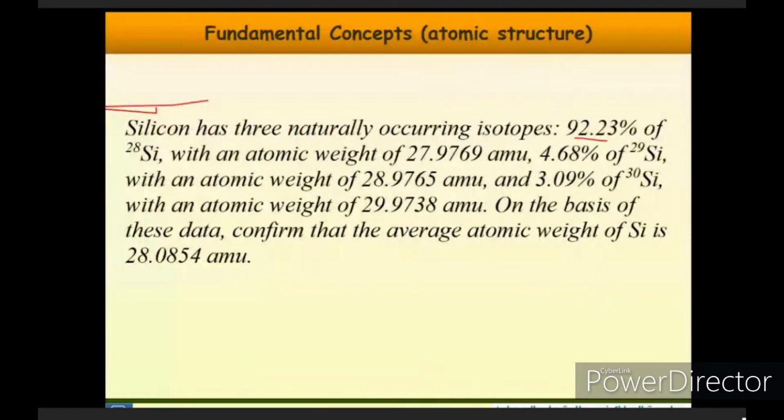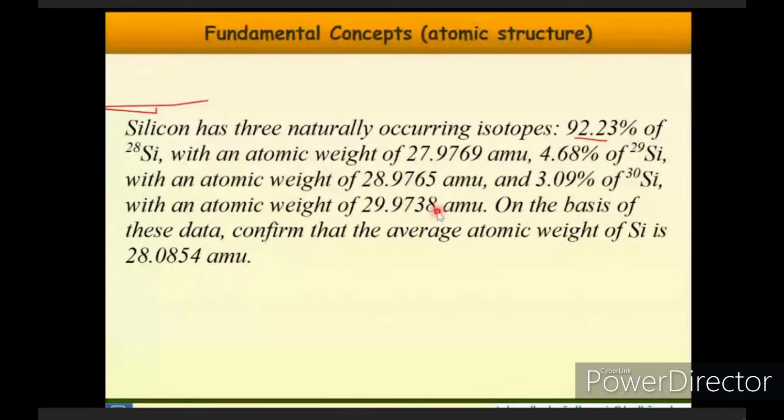So we have now different types of isotopes. One of them is 93%, and this is silicon 28. There is another one, and its atomic weight is given. Then we have another one, its overall amount is 4.68%, and this is silicon 29. Its atomic weight is also given. So we have 3, 4 different types of isotopes.